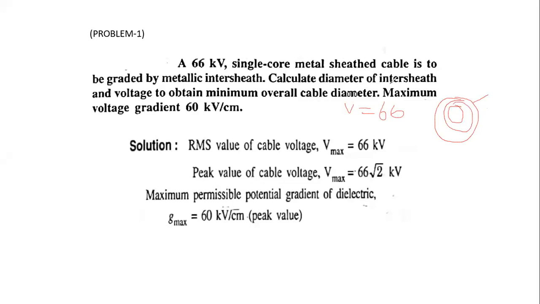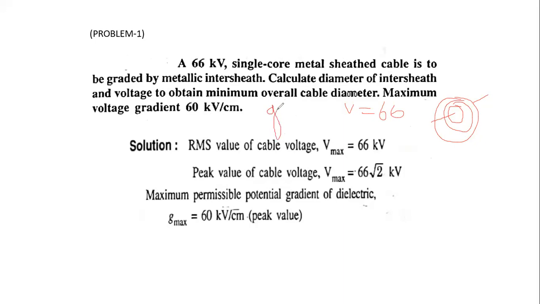Calculate the diameter of the intersheath and the voltage to be used, so that the overall cable diameter is minimum. What is the overall diameter of that cable and what is the diameter of the intersheath, so that it will be minimum. Therefore the maximum voltage gradient, G max, is equal to 60 kilovolts.